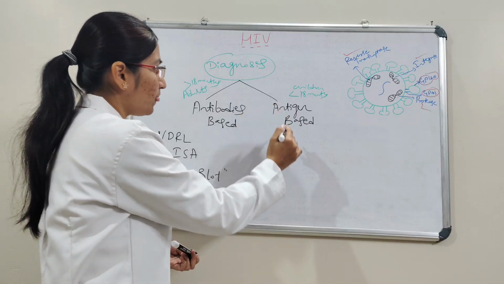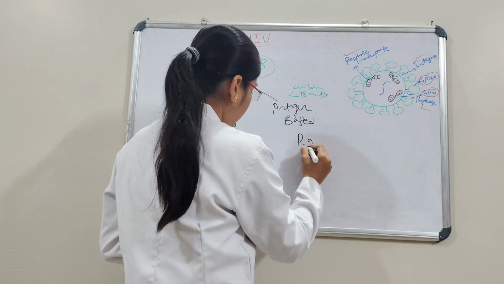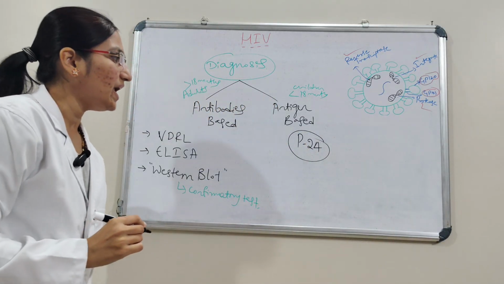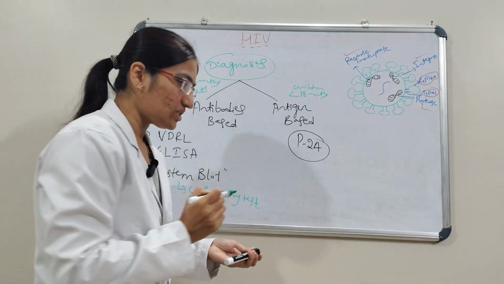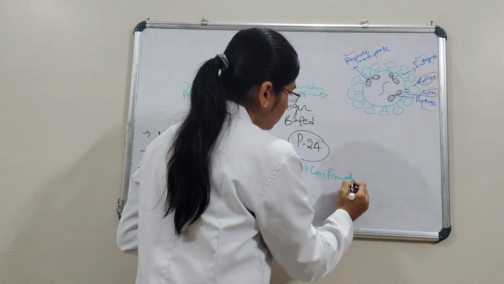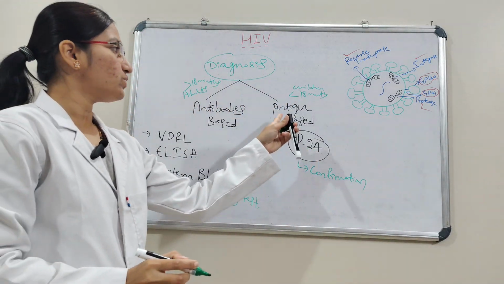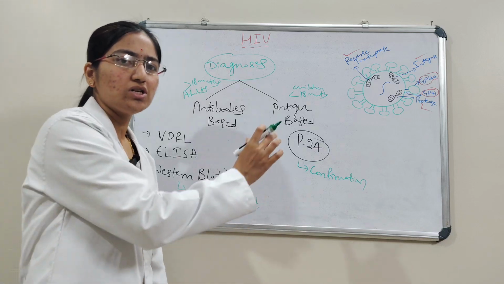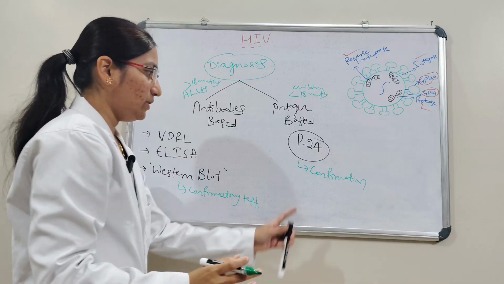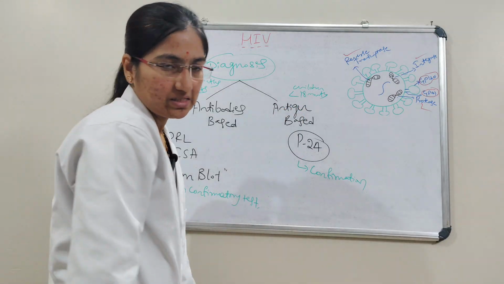And then coming to antigen based, here it is P24. P24 is for children, that is less than 18 months. This is the confirmatory test for HIV in children less than 18 months.